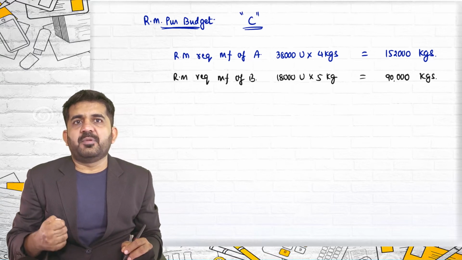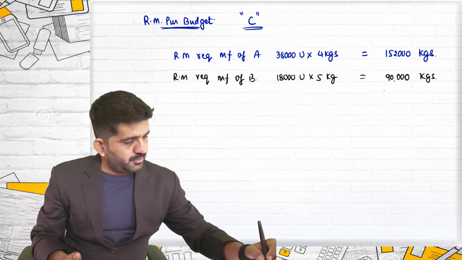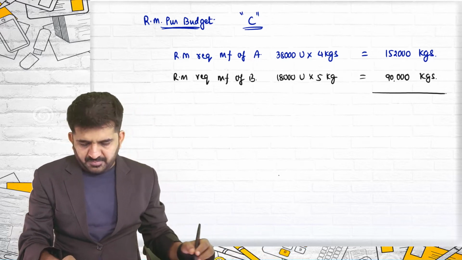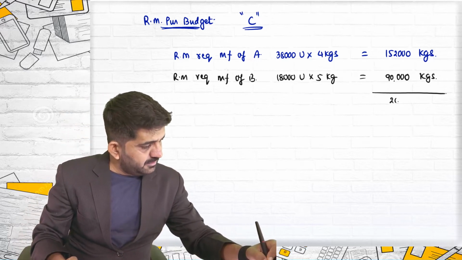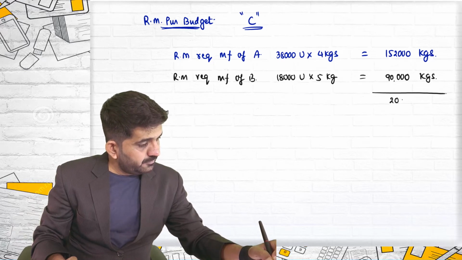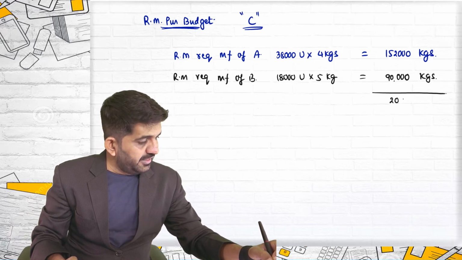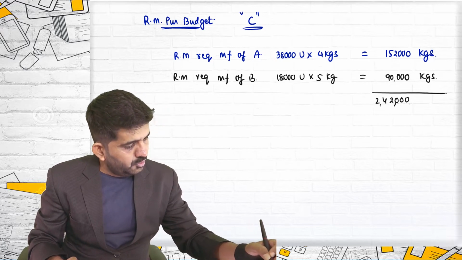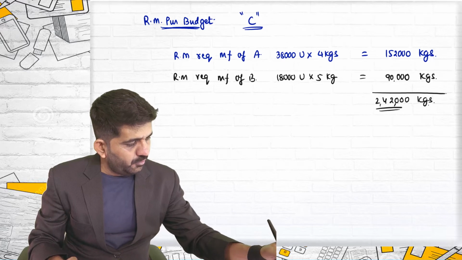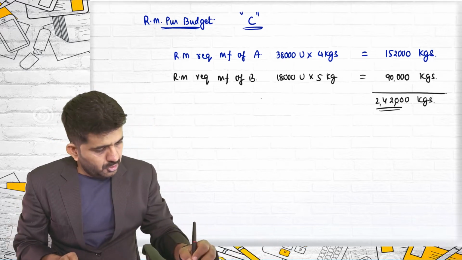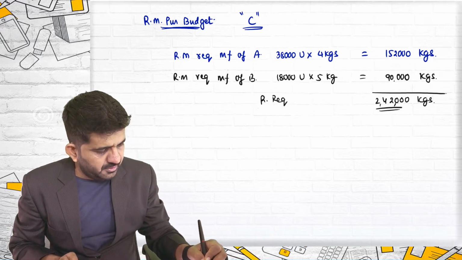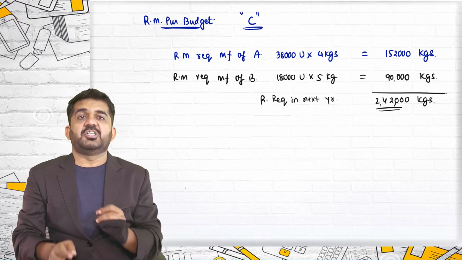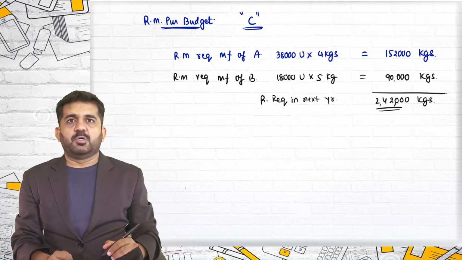How much raw material will be required in the next year? Which will be 1,52,000 plus 90,000, which is 2,42,000 kgs. Raw material required in the next year or budgeted year will be 2,42,000 kgs.